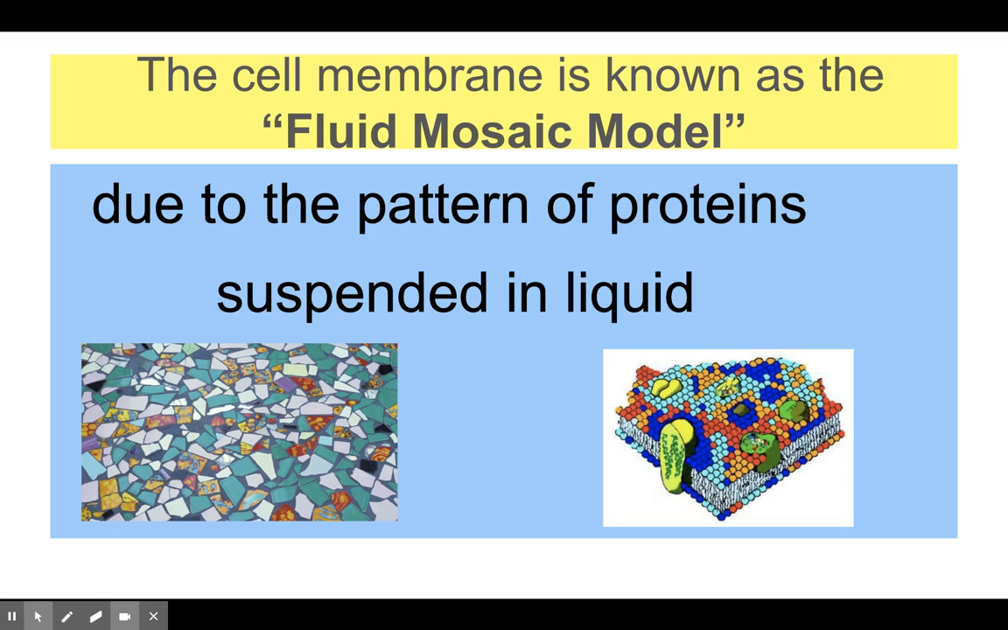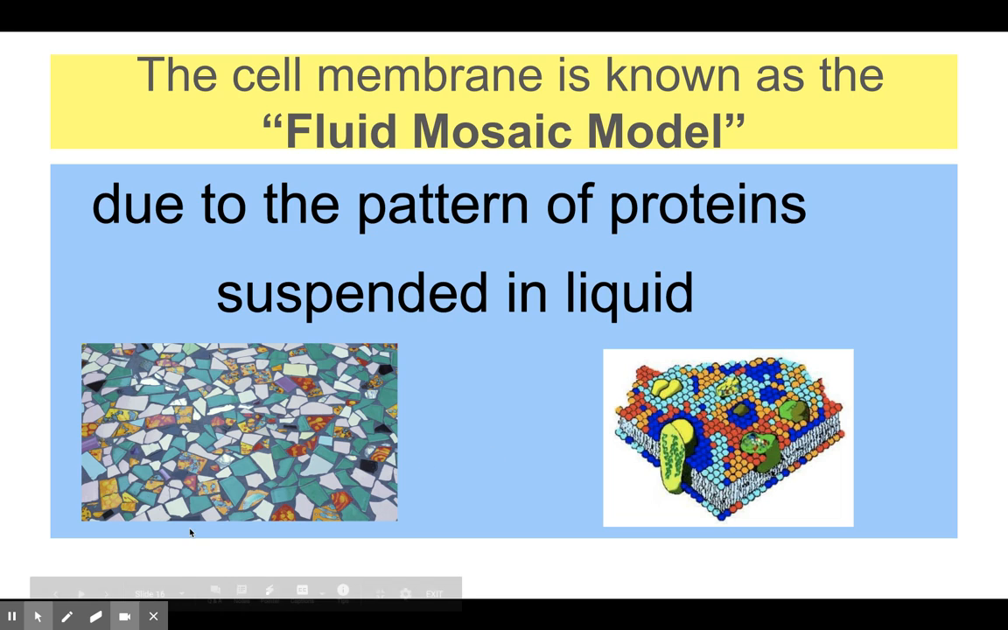So we talked about the three types of proteins, right? We said there's a membrane protein, there's a receptor protein, and there's a transport protein. So you have these three proteins and they're suspended in a liquid. They're suspended in a fluid. So together they make up this fluid mosaic model.